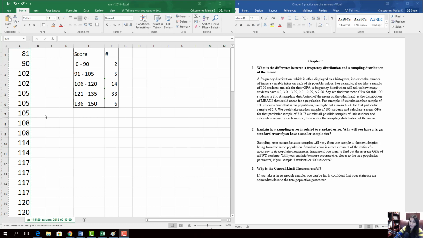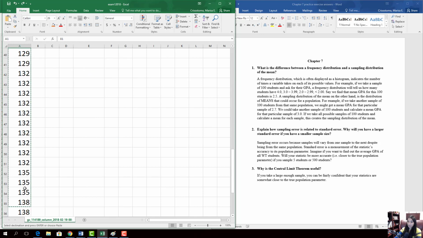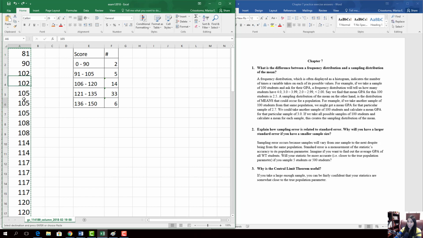value. So for example, let's say I wanted to know the average score that my students get on the first exam. So I take a sample of 60 students. Here's my 60 students here in column A. And a frequency distribution, again, will tell me how many students have scored a particular score.